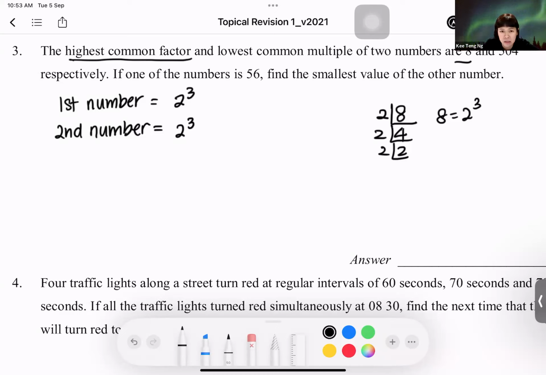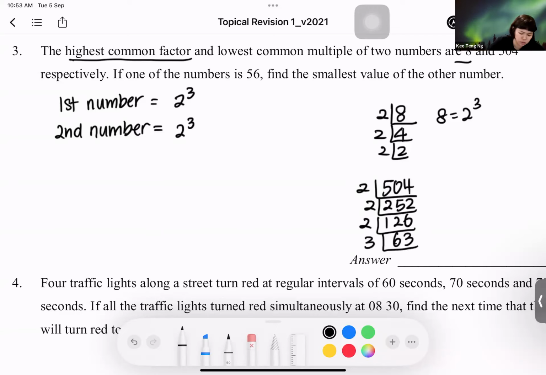Next, they tell us that the lowest common multiple is 504. We should start with 504 and we need to split this up into a product of its prime factors. Has anyone done the product of prime factors for 504 already? Can you give me the factors? No, you all have not done your work. Then divide by 3, 21, divide by 3, 7, divide by 7.